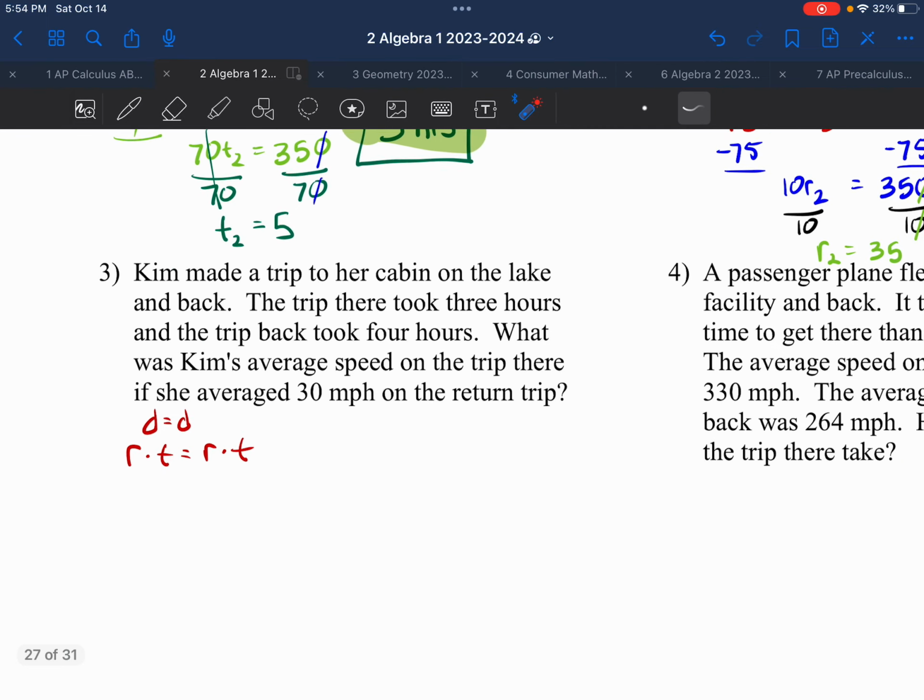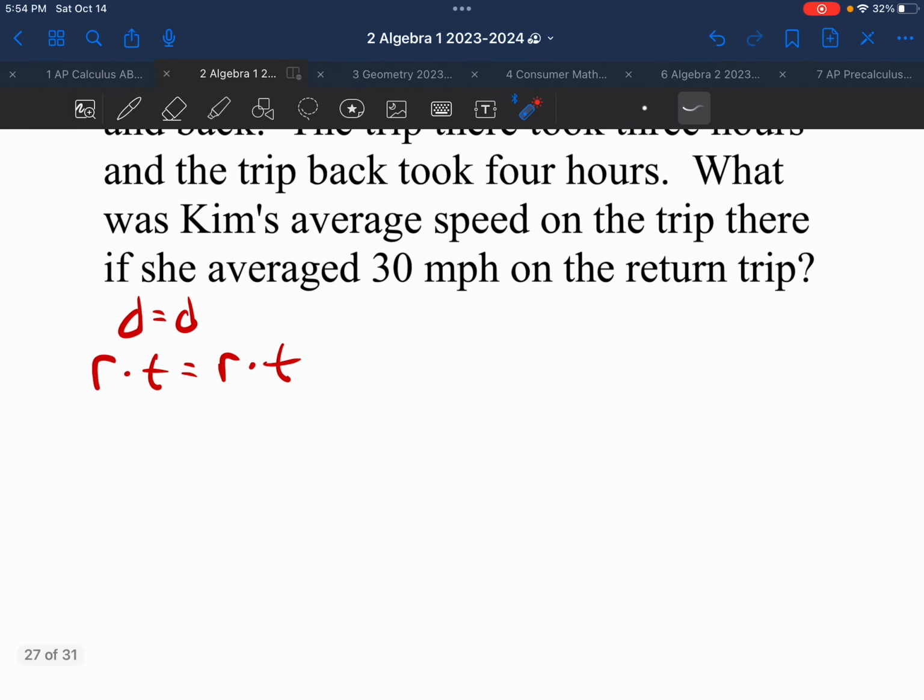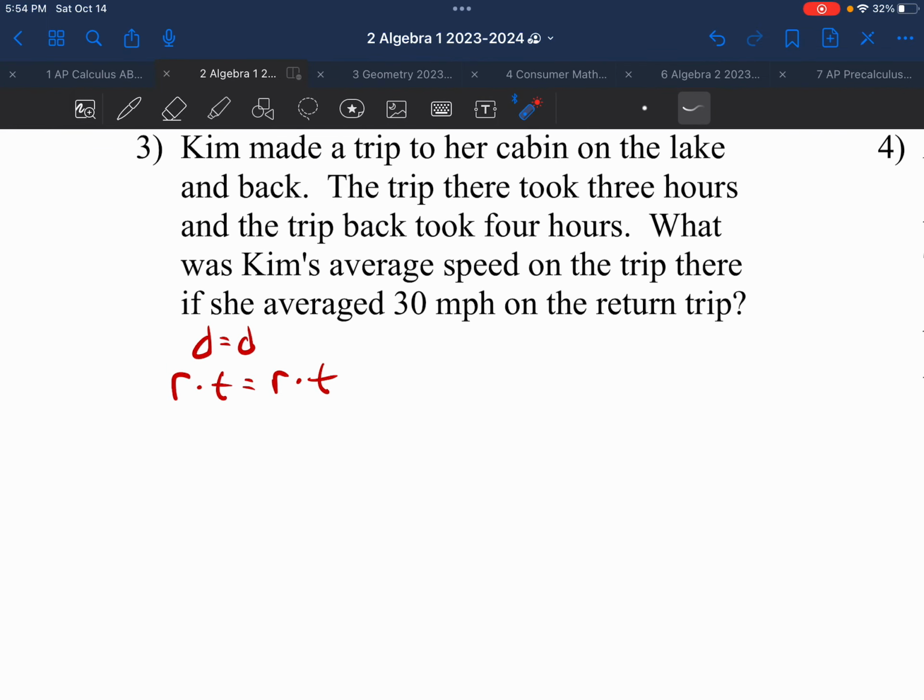Okay, so on these types of problems, we need to identify our variables a little bit better. I'm going to say that the trip there is going to be 1, and our trip back is going to be 2. And let's fill in what we have. So we know that the trip there took 3 hours. So this is a time that there, or T1, is going to be 3. I'm just going to write this down here. This is going to be 3.